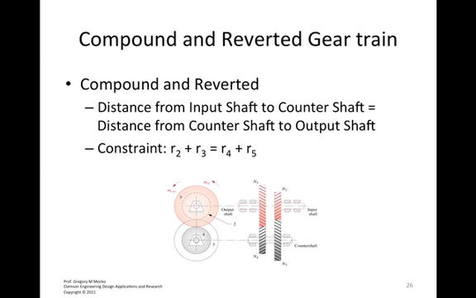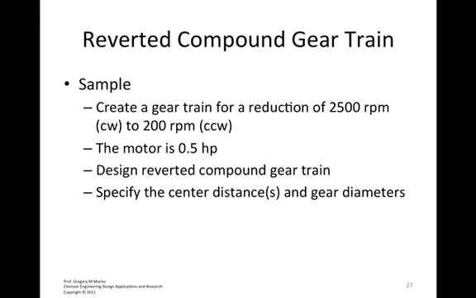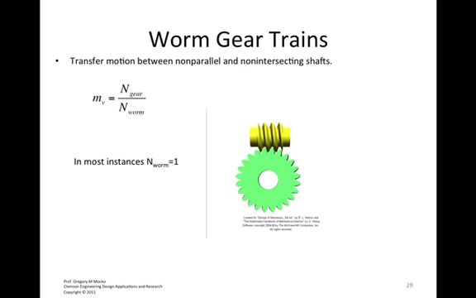The one added complexity of this is that the input shaft is in line with the output shaft. So this is a much more compact representation. And this is actually the type of gear train that are used in manual transmissions in cars. Skip over this example and move on to the next.